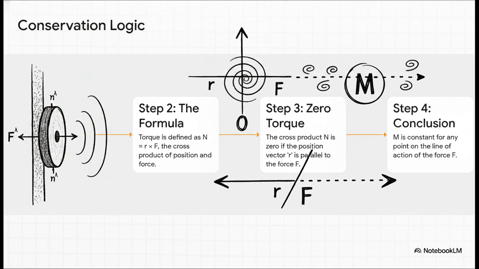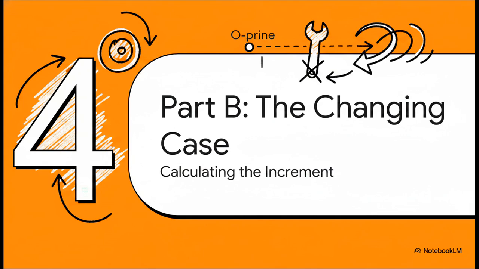So that leads us straight to our conclusion in step 4. If we pick any point on the line of the force F, our position vector r will be parallel to F. The torque will be 0, and bingo, the angular momentum about that point is conserved. Nice. Part A is done.